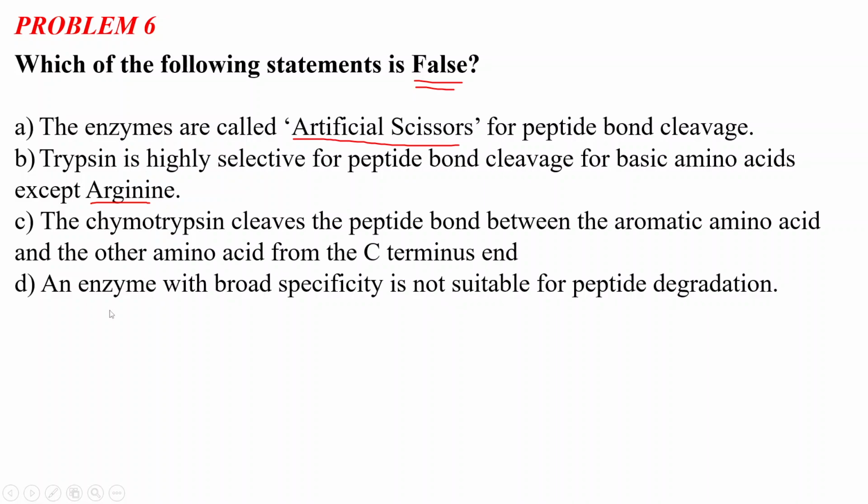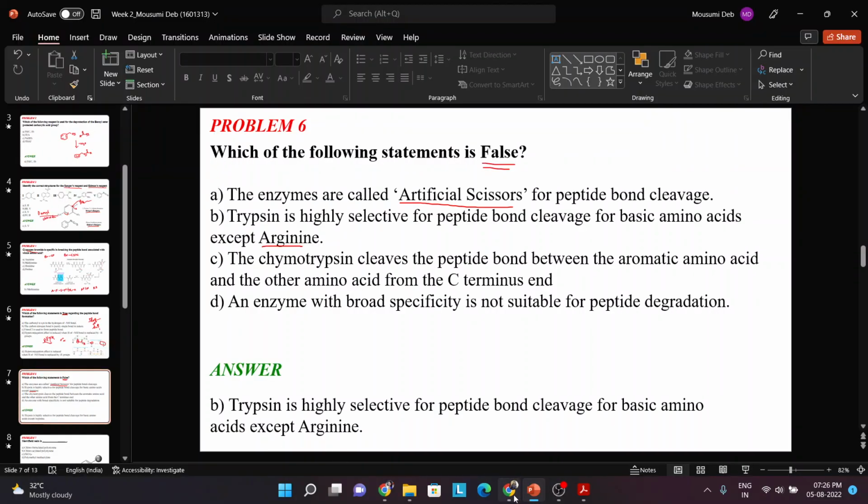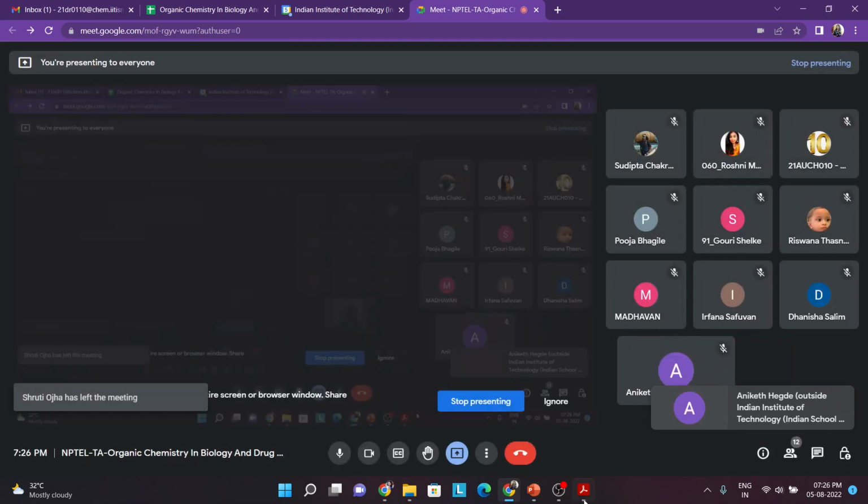So I will show you first the answer, then I will explain each and every option, so you are clear why it is false and why it is true. The answer goes like this: trypsin is highly selective for the peptide bond cleavage for basic amino acids except arginine, and it is the false option. So I will discuss why it is false and why other options are true.